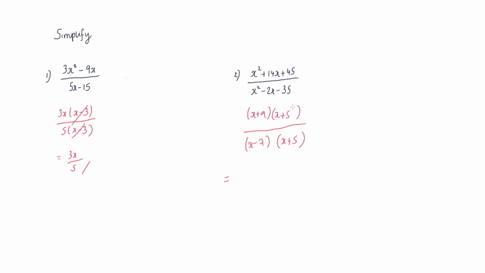So now what you do is just cancel this and this. So you should be left with x plus 9 over x minus 7. So that is your answer. So if you got that, well done. If not, check where you went wrong and make sure you know where you went wrong.